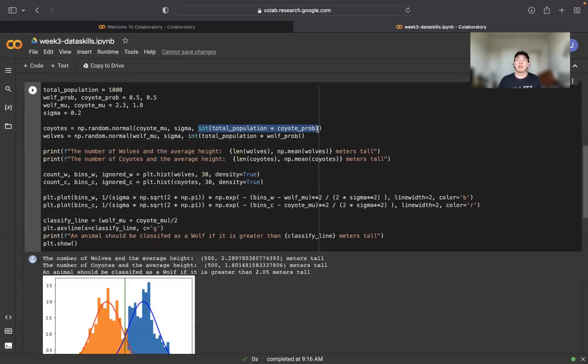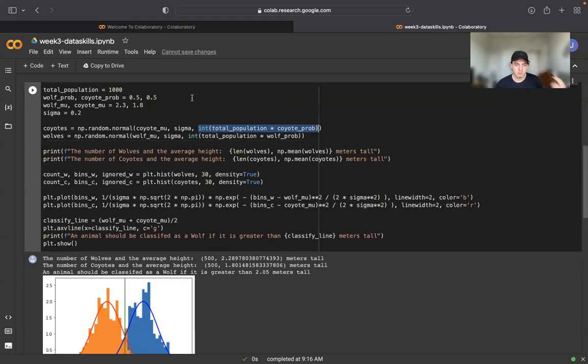So by samples, I mean how many coyotes or wolves there are. We have a total population, and we have the probability of a coyote or a wolf. So we can just multiply those and take the integer value, so we get a whole number because we can't have half a coyote or half a wolf. From there, we can use NumPy to say, hey, give me a normal distribution that has 500 values from this mu and sigma.